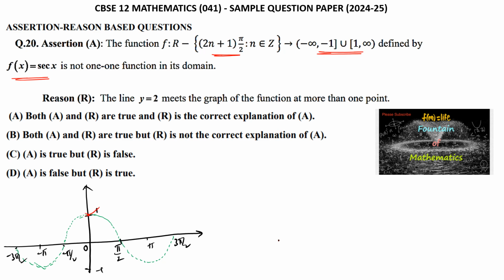At pi by 2, it is not defined. We can say that at x is equal to pi by 2, at x is equal to 3 pi by 2, there is no graph. At x is equal to minus pi by 2, odd multiples of pi by 2, the graph is not there. We can draw the graph.